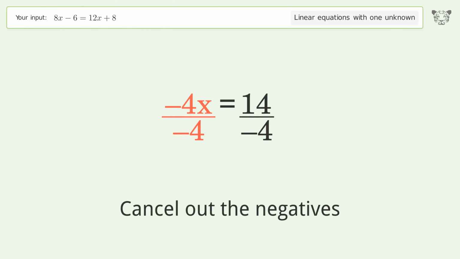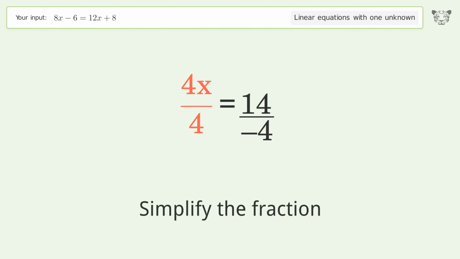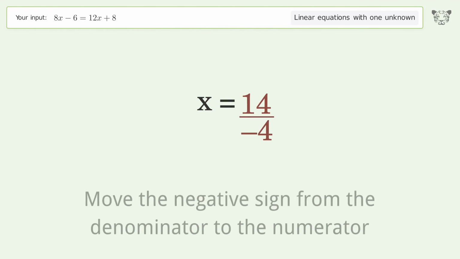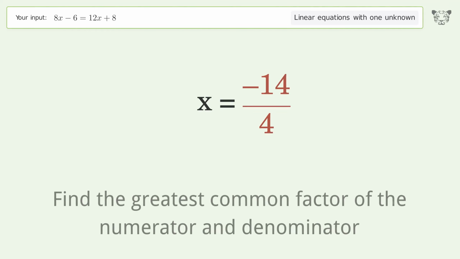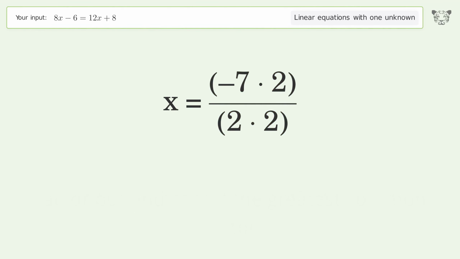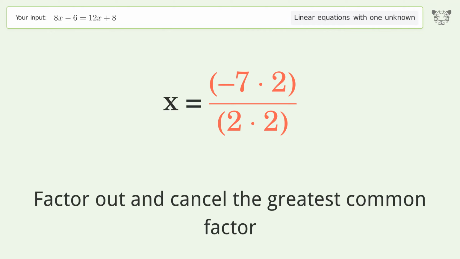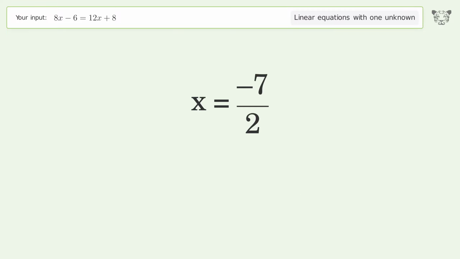Cancel out the negatives. Simplify the fraction. Move the negative sign from the denominator to the numerator. Find the greatest common factor of the numerator and denominator. Factor out and cancel the greatest common factor. And so the final result is x equals negative 7 over 2.